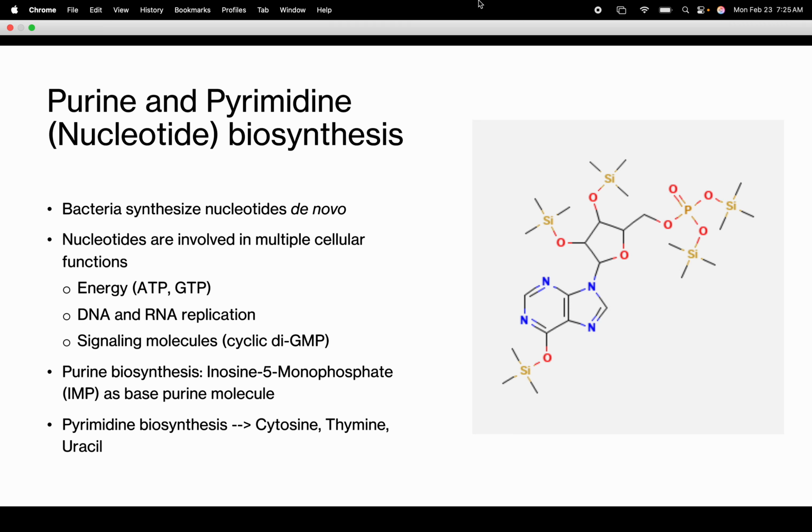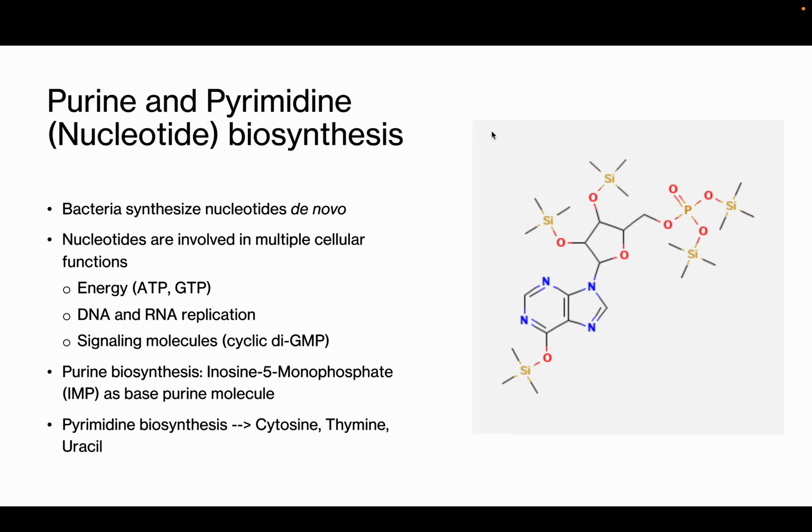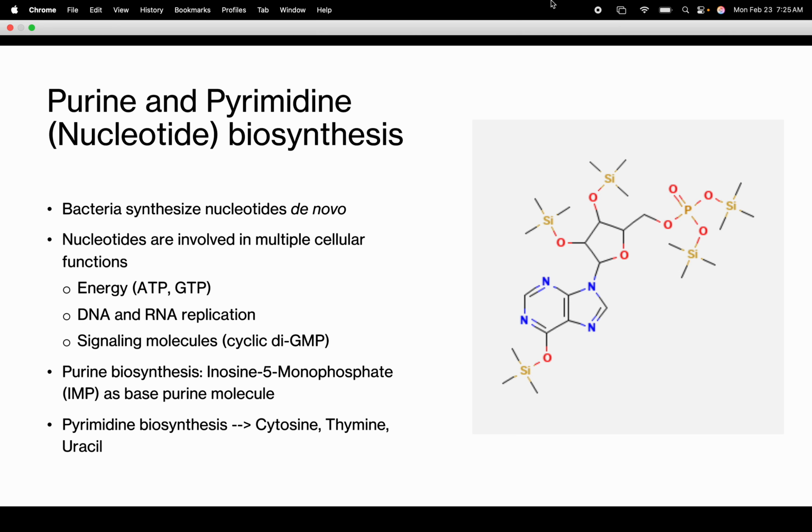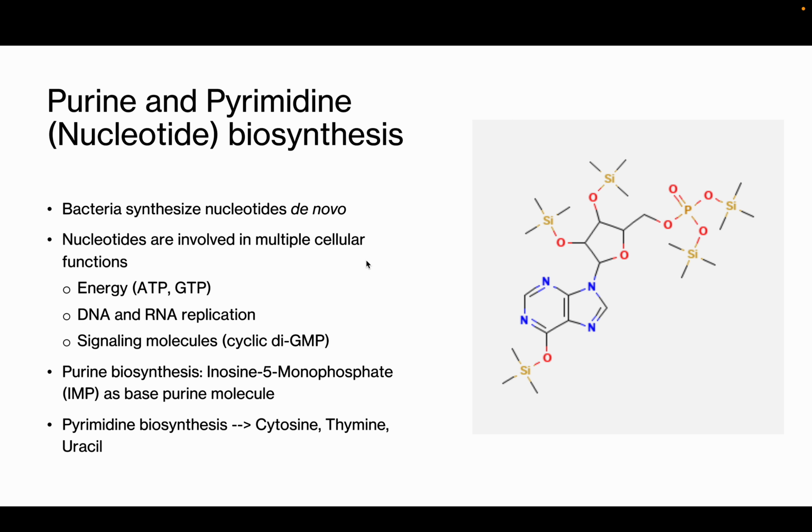This recorded session is to cover our remaining topics on primary metabolism in microbes. So we'll tackle three more major biosynthetic pathways for the production of primary metabolites. We ended last time with nucleotide biosynthesis.